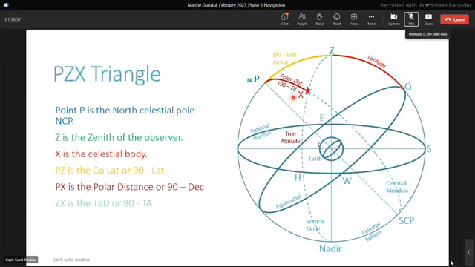Oh, okay, sir. So the circle which passes through the zenith and nadir, sir? That is the vertical circle. It is passing through the zenith and the nadir. And the other dotted circle which you see, that is the celestial meridian, which is passing through the poles.